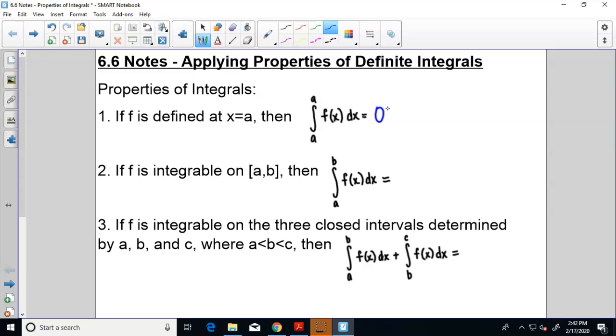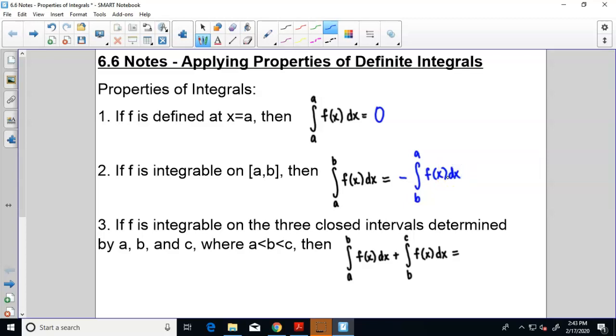For the second property, if f is integrable on a to b, then the integral from a to b of f of x dx, what's that supposed to be? Let me see. Okay, I know which one it is. I didn't write this down, and I'm forgetting what property I had here. It is going to equal negative the integral from b to a of f of x dx.